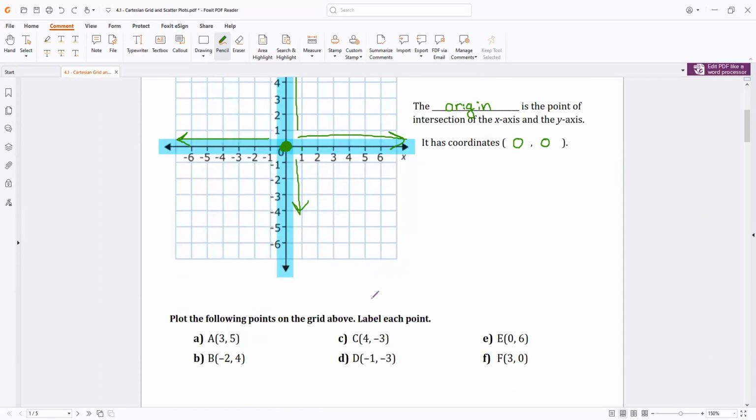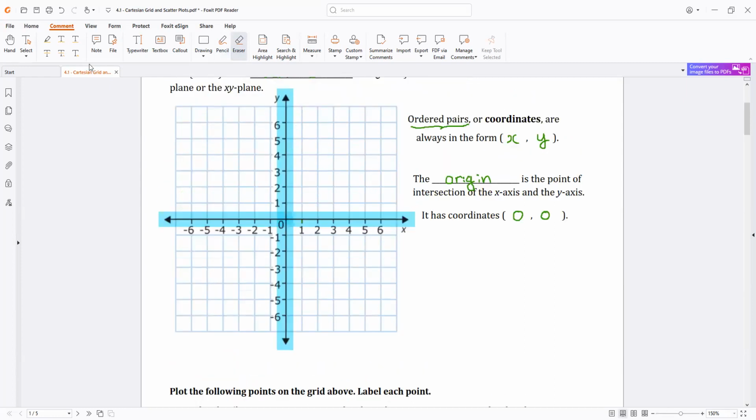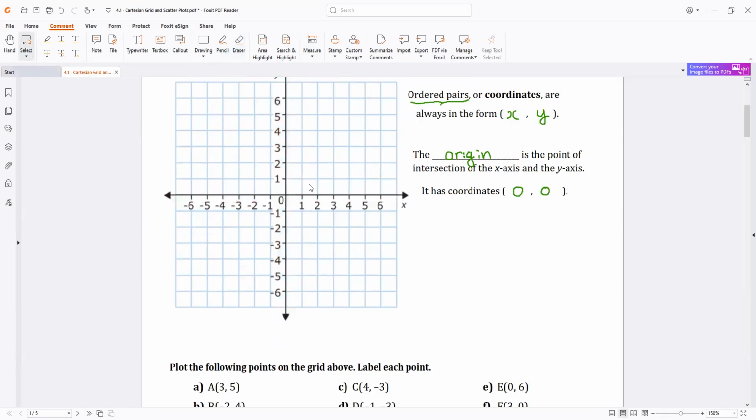Plot the following points on the grid above. Label each point. So we have a point called A, and it has a coordinate or the ordered pair 3, then 5. The 3 refers to the x axis, and the 5 refers to the y. How will we use that? Well, this is a little messy, so let me erase that a little bit. And I think we can get rid of this highlighting. Okay. 3, 5. The x value of positive 3 is right here. And the y value of positive 5 is right there.